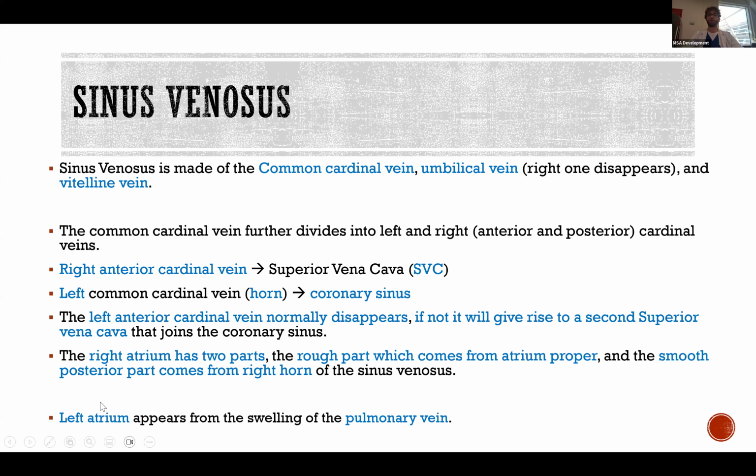Now, remember how we said the left atrium doesn't come from the heart tube? Yeah, it doesn't, because it is actually a result of the swelling of the pulmonary vein. The pulmonary vein will swell, boom. That's how we have the left atrium.